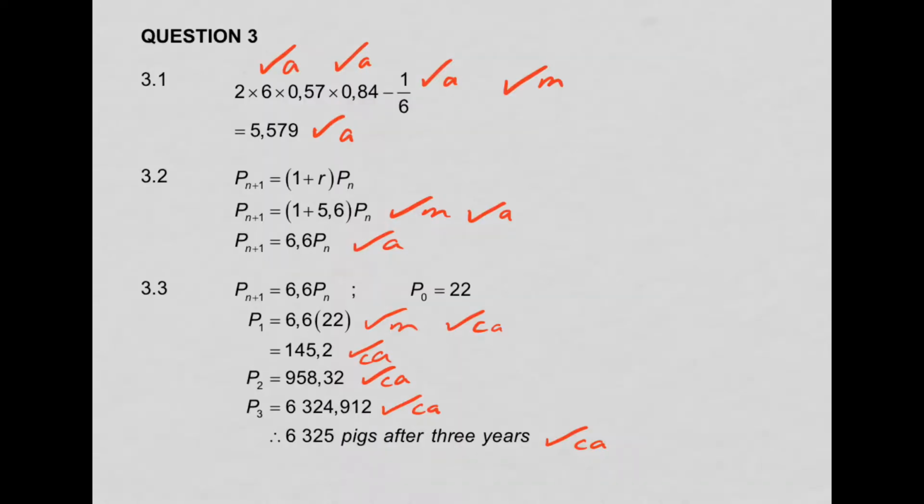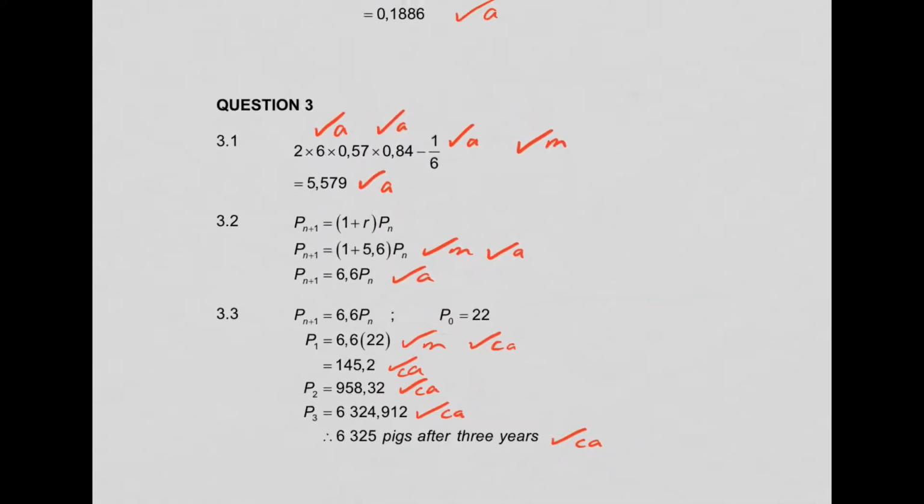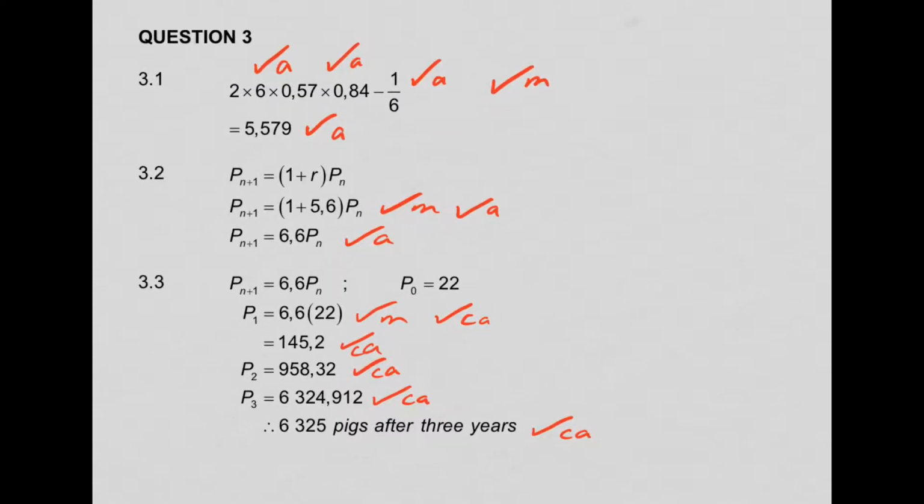Right, girls, that's the end of section A, 33 marks. Section B, finance and modeling. And we're on to question 3 now, 3.1.